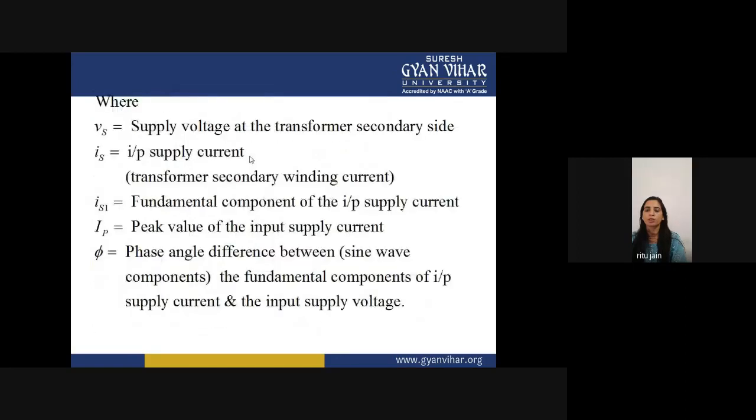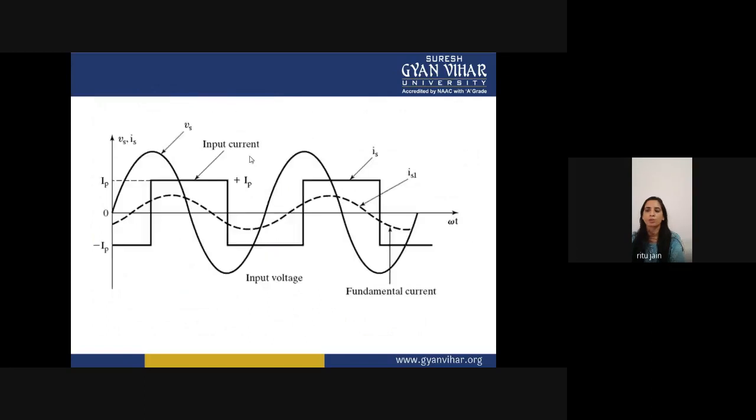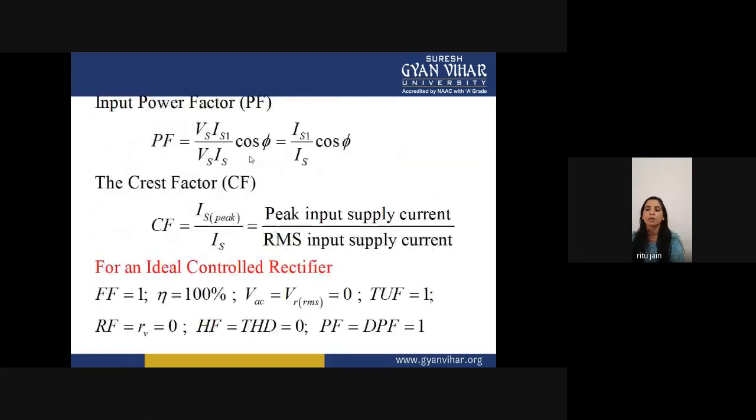The formula for this transformer utilization factor is output DC power upon supply. It means if the transformer utilization factor is 1, then you are converting 100% of the power which you are giving at the input side. RF is your ripple factor.